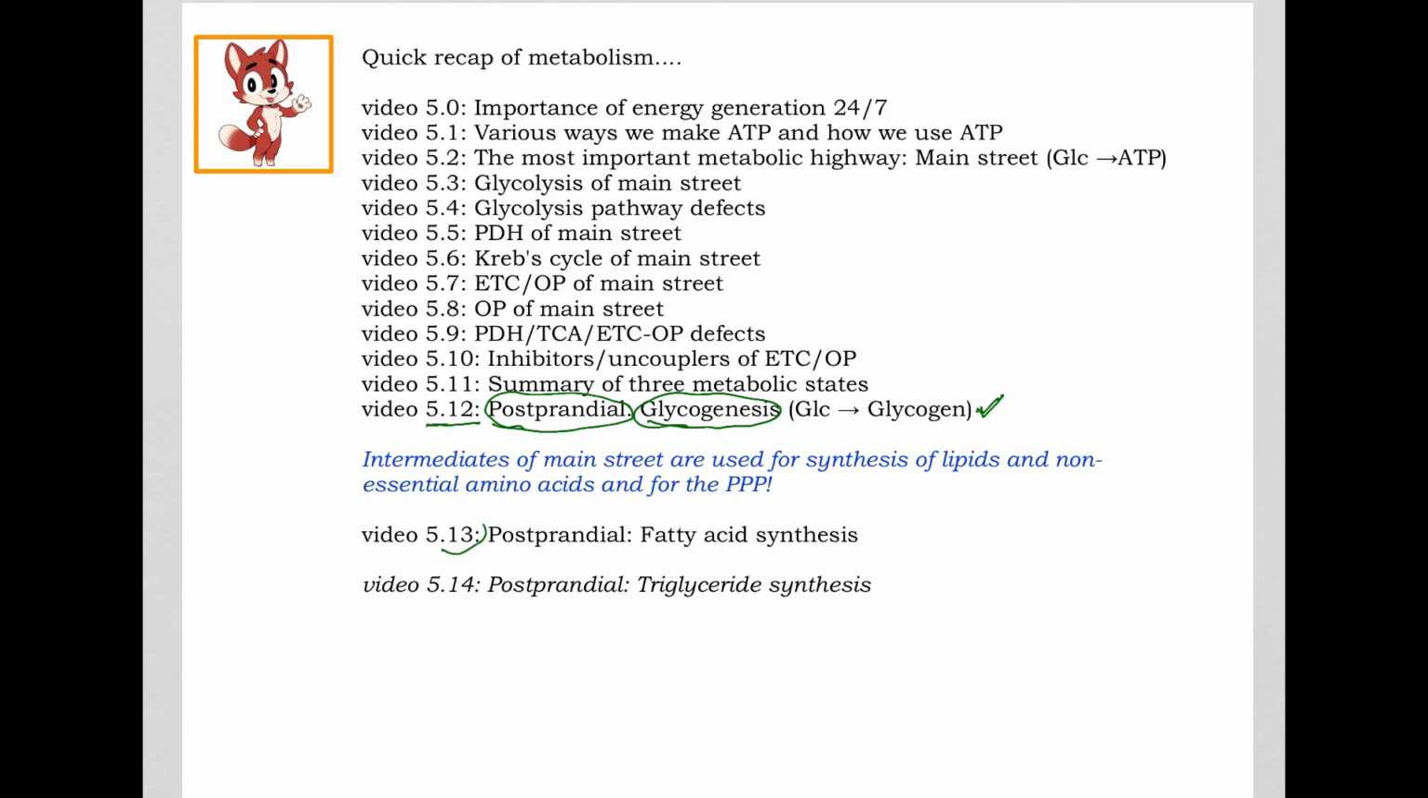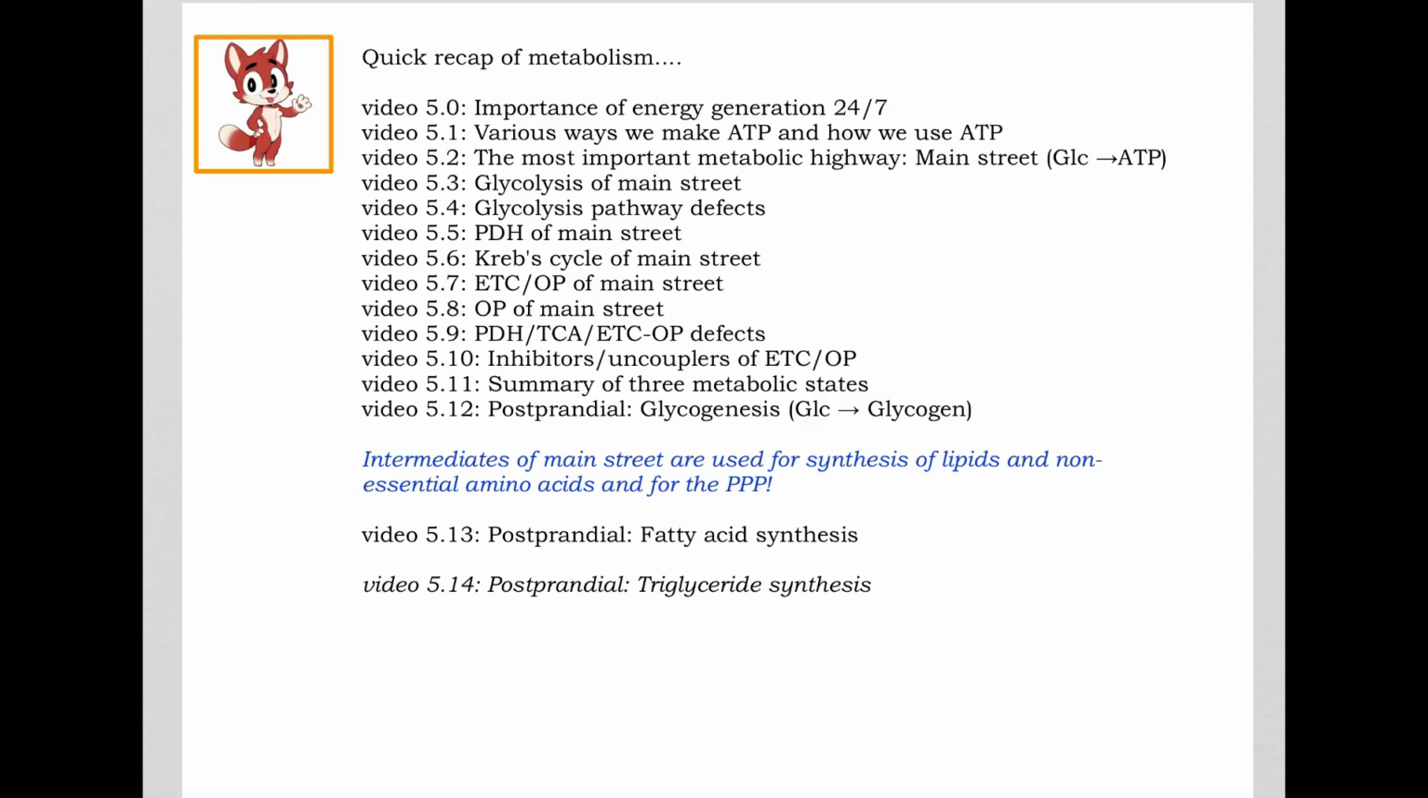In 5.13, another synthesis that happens in the postprandial state is fatty acid synthesis. So in 5.13, we talked about how the body can actually synthesize fatty acids. And today in 5.14, we'll continue the postprandial state and talk about how our body can make triglycerides.